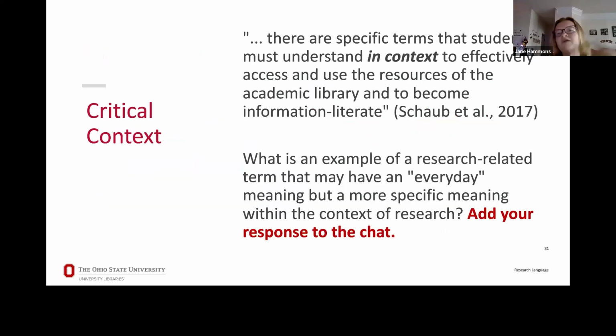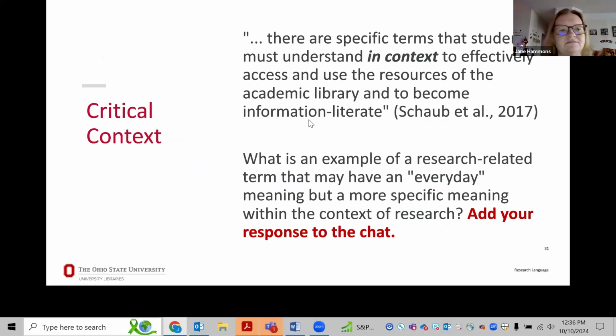I'd love to hear if you all have examples of research-related terms that have an everyday meaning, but have a more specific meaning within the context of research that could throw a student off. So what is something that has an everyday, ordinary meaning that a student might use, but has a more specific meaning in the research context and might throw students off track? And you can put your response just in the chat.